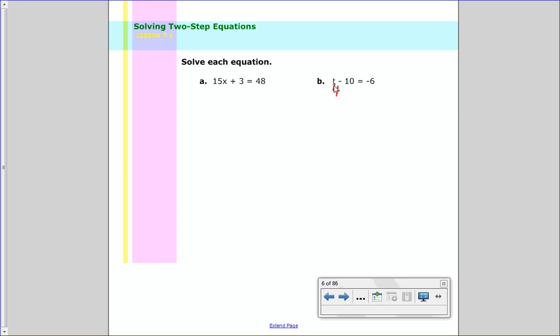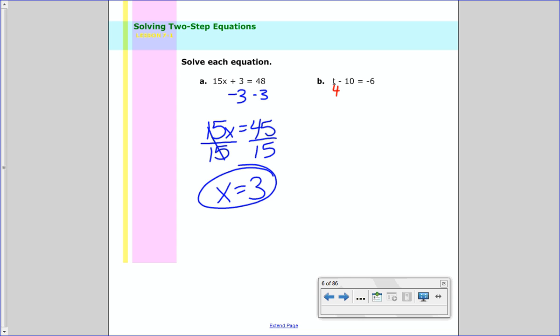All right, let's solve this. Of course, I get rid of the 3 first, and I have 15x is the same as 45. I'd undo the multiplication by dividing, and I have x is equal to 3. All right, so that's A.